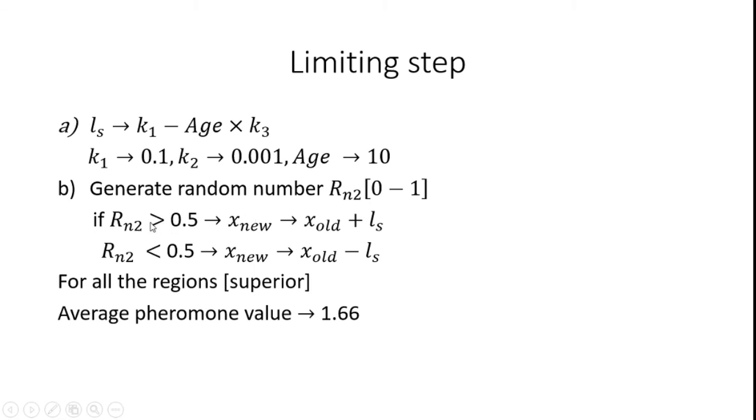The formula: if random number 2 is greater than 0.5, which is the mutation probability, we utilize the formula x old plus LS, the identified LS. If random number 2 is less than 0.5, then x new is identified through x old minus LS. Here, for all the superior regions, we conducted this experiment for superior regions only.